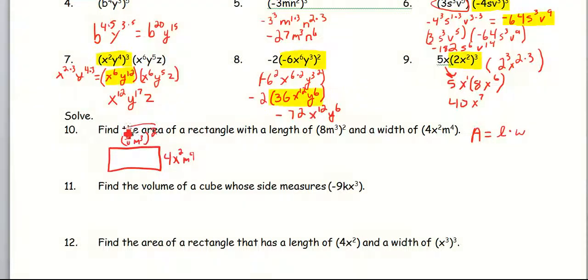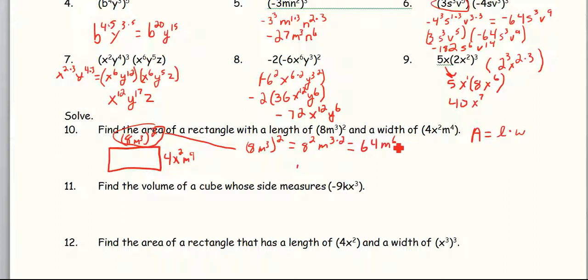So 8m to the third, squared is the same thing as 8 squared m to the 3 times 2. Let's figure this out. 8 squared, put that in your calculator, is 64. m to the 3 times 2 is m to the 6th power. So now this is the same thing as my length right here.